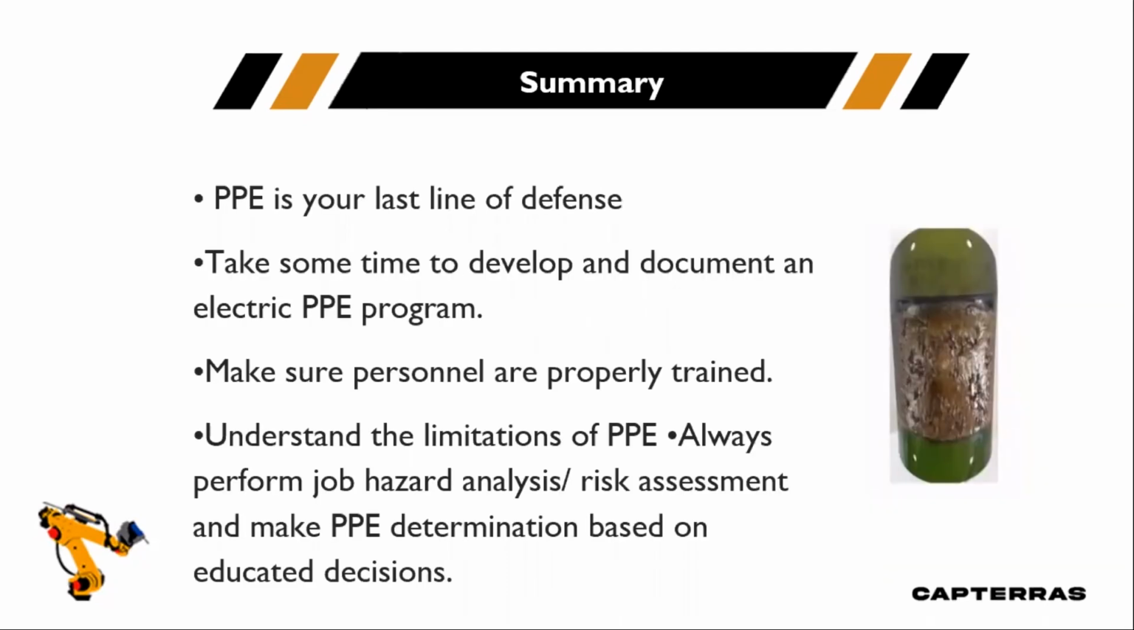We are now at the end of the presentation, and I'm going to share with you the summary. PPE is your last line of defense, but the first line is to prevent. Take some time to develop and document an electrical PPE program. Make sure personnel are properly trained. Understand the limitations of PPE. Always perform job hazard analysis and risk assessment, and make PPE determinations based on educated decisions.